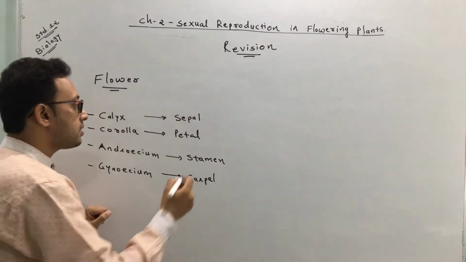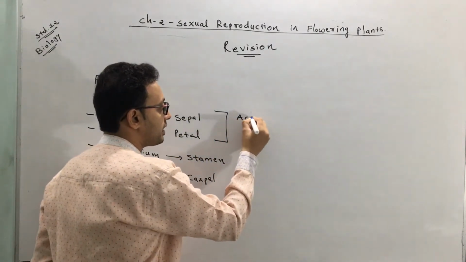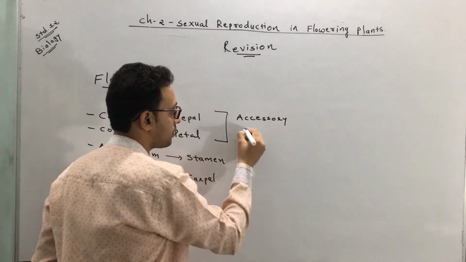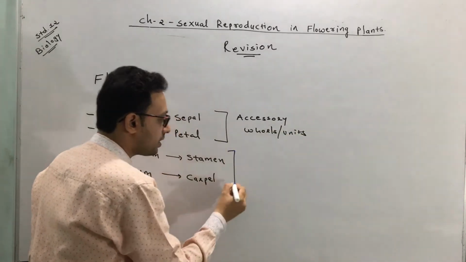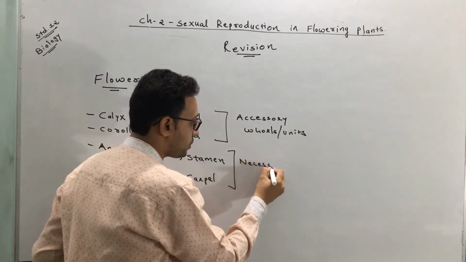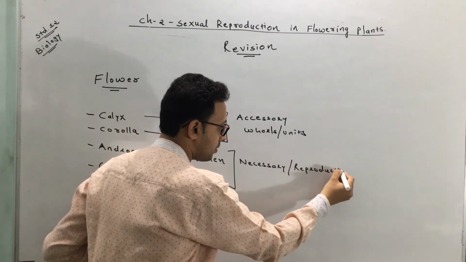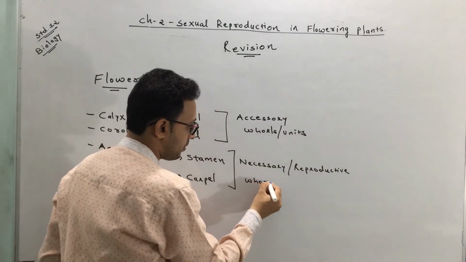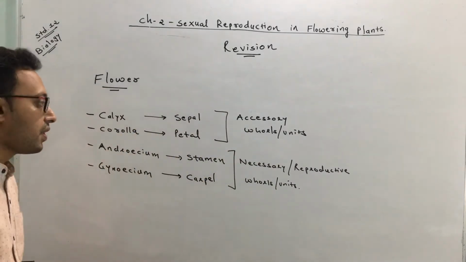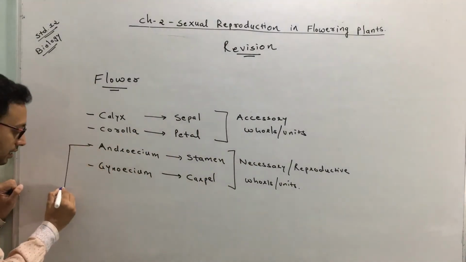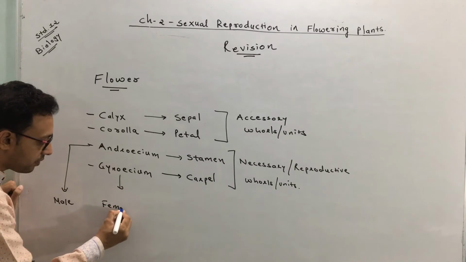Clear? The first two, calyx and corolla, sepal and petal, are accessory whorls or units. The other two are called necessary, or you can also call them reproductive whorls or units. Clear? These are the whorls and these are the units. Of these, the androecium is the male reproductive one and the gynoecium is the female reproductive one.